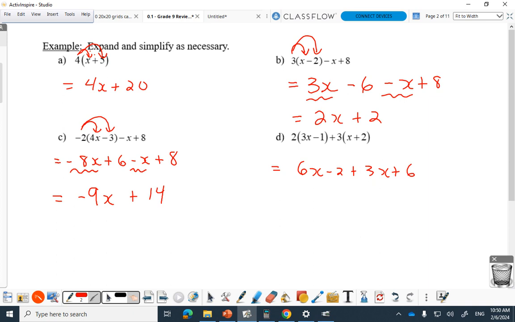Yeah? And then what do I got? 6x and 3x is 9x. Negative 2 and positive 6 is positive 4.